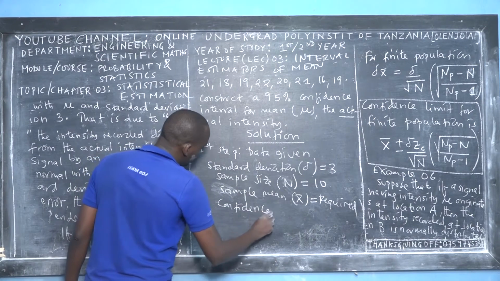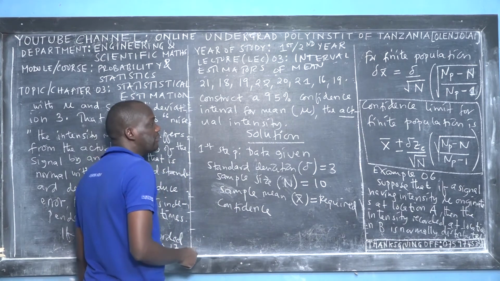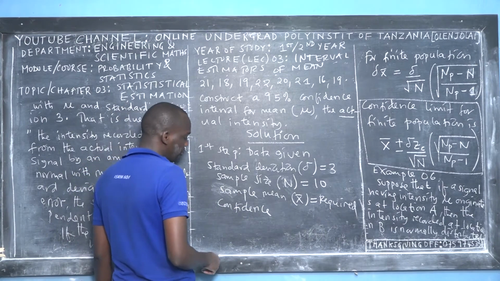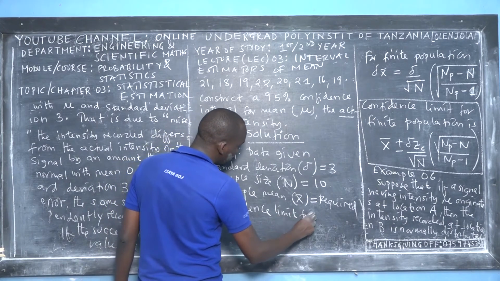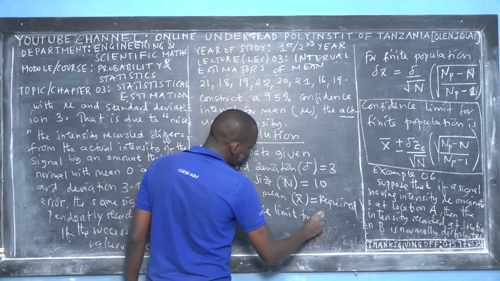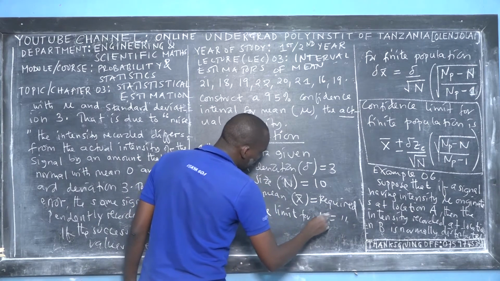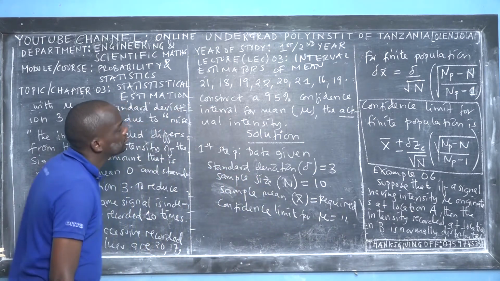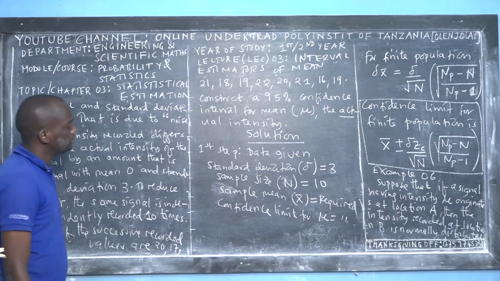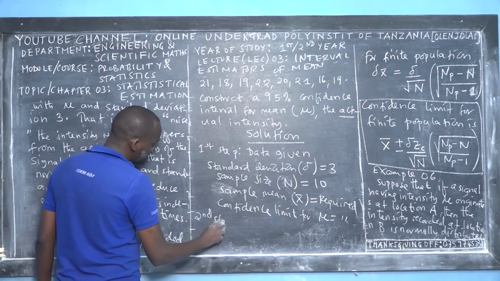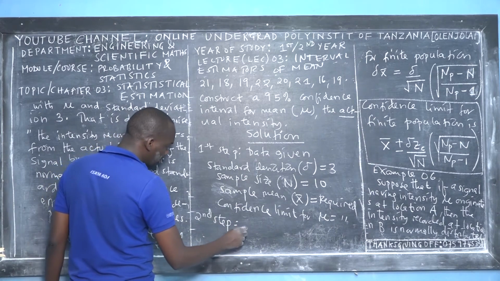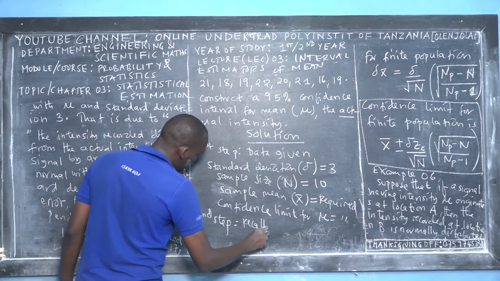We need the confidence limit. That's the range, of course, the 95% confidence interval for the mean. The confidence limit for the mean is also required. Right? So we go to the second step: from the point estimate, we call the formula.